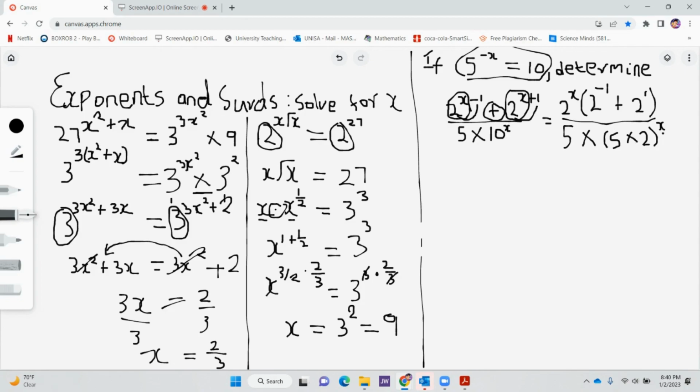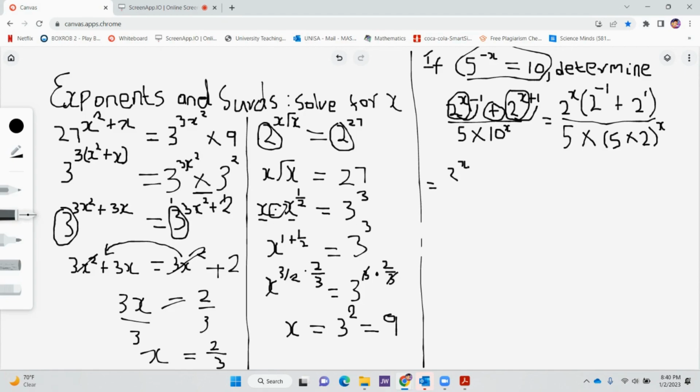So if you forget to put it in a bracket, that means you might mistakenly only have 2 to the power of x and forget to have 5 to the power of x as well. All right. Continuing. So now we have 2 to the power of x.